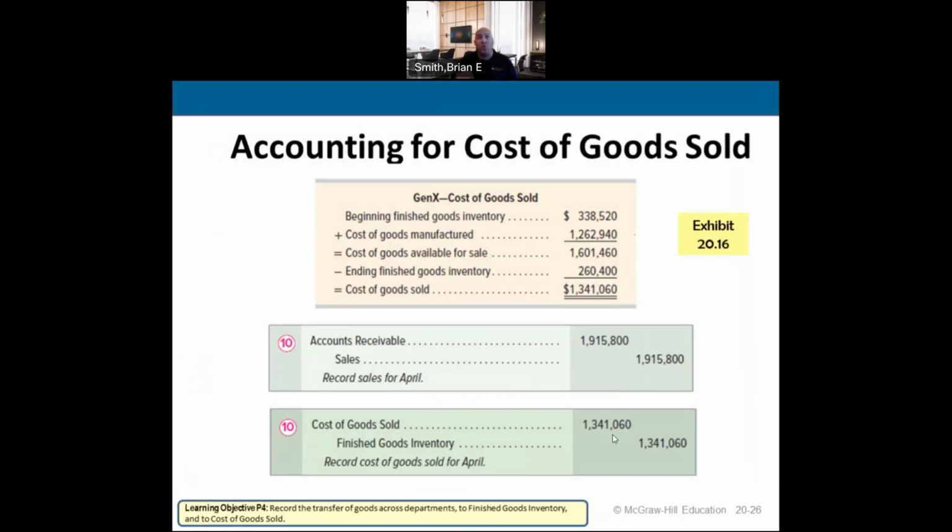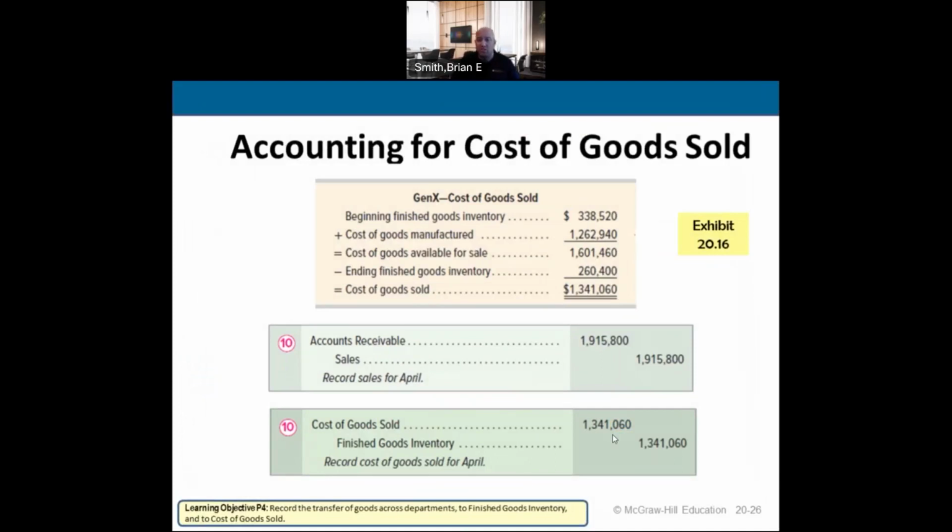Accounting for cost of goods sold, once we sell them, we sell $9 million. So we're going to debit accounts receivable for that amount and then record sales as a credit for $1,915,800 to be precise. But then remember, whenever we have a sale, we're selling inventory. We also got to reduce our inventory.